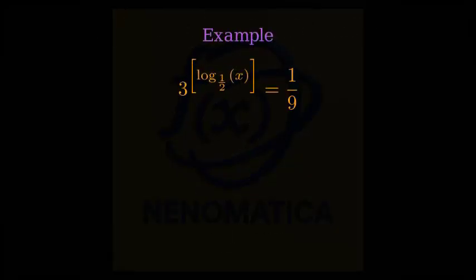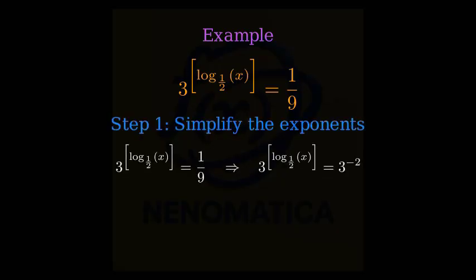Step 1. Simplify the exponents. We know that 1 over 9 equals 3 to the power of negative 2. Since both sides now share the same base 3, and the base is positive and not equal to 1, we can equate the exponents. That gives the floor of log base 1/2 of x equals negative 2.